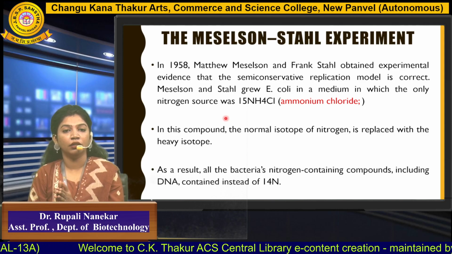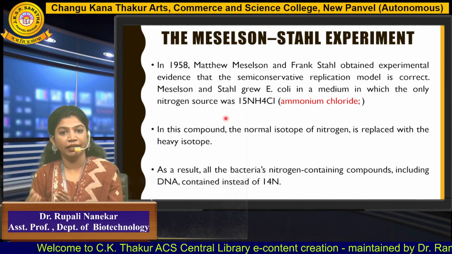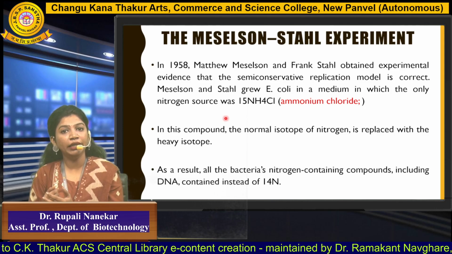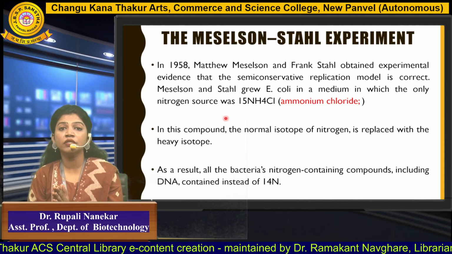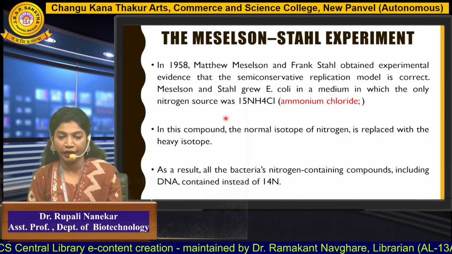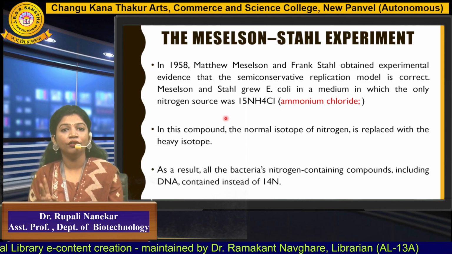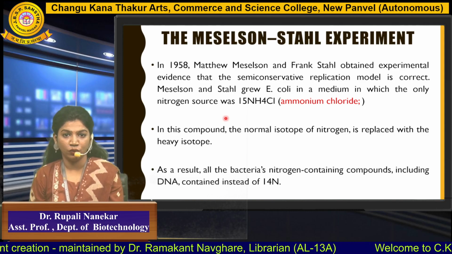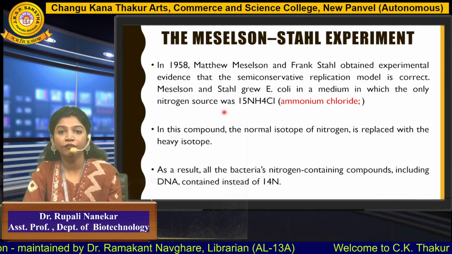E. coli has a life cycle of about 20 minutes, so that was the easiest one to grow. Meselson and Stahl grew E. coli in a medium where the nitrogen source was ammonium chloride. Over here, they had two different nitrogen isotopes: one was normal and the second was the heavy isotope, N14 and N15.